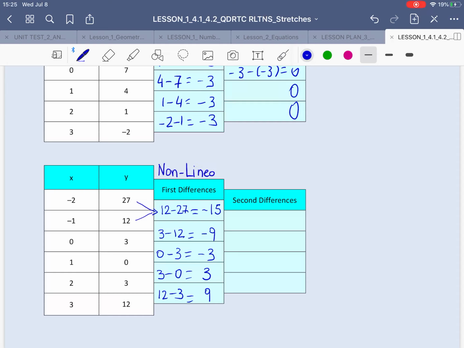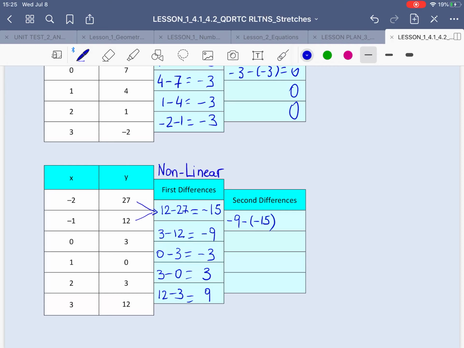So we're going to call it a nonlinear relation. But we don't want to stop there and call it just nonlinear. If it is not linear, are there other patterns that we need to discuss? That's why we go for the second differences. Again, we find the second differences the same way. I'll subtract the first from the second.